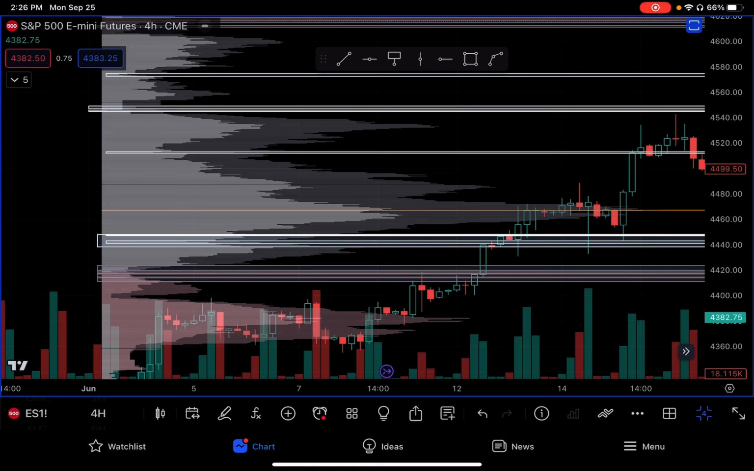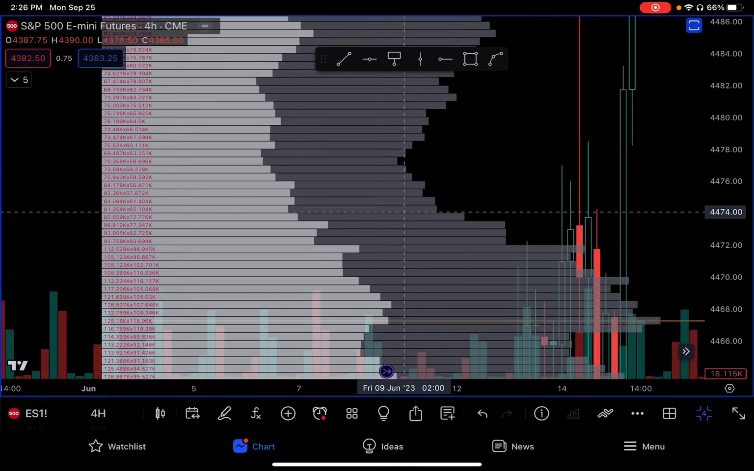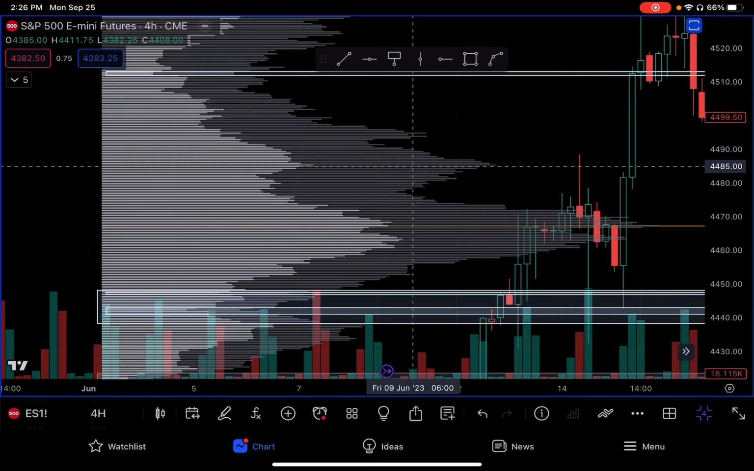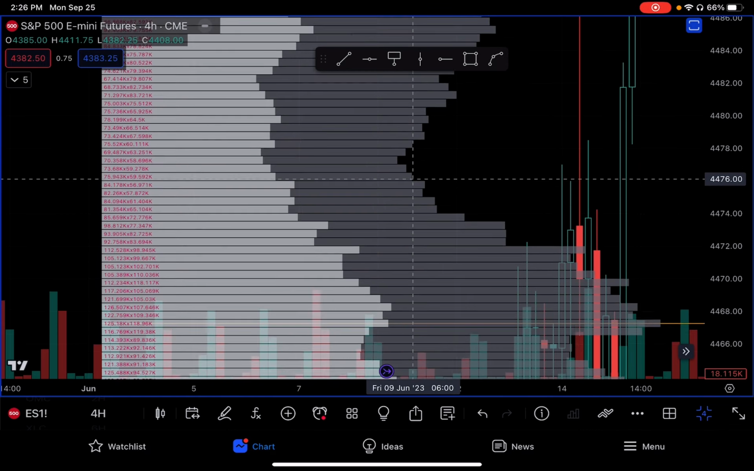So the LVNs that I see are really important, that I might actually take a trade off of, is this LVN here. Even though it's not a primary LVN, there is a significant volume shelf above it and below it. So I'm going to mark that because that could mean travel from this balance zone to this balance zone.